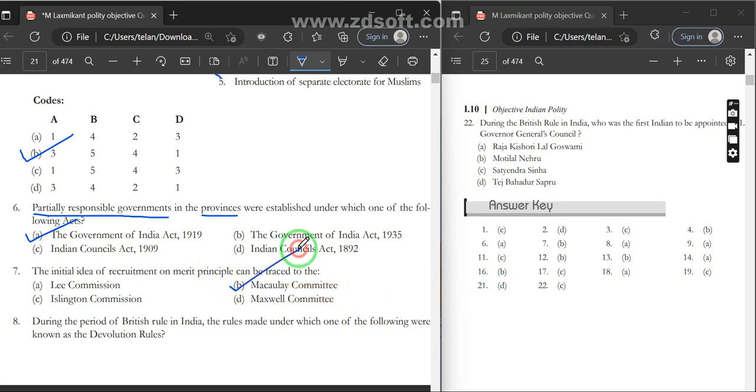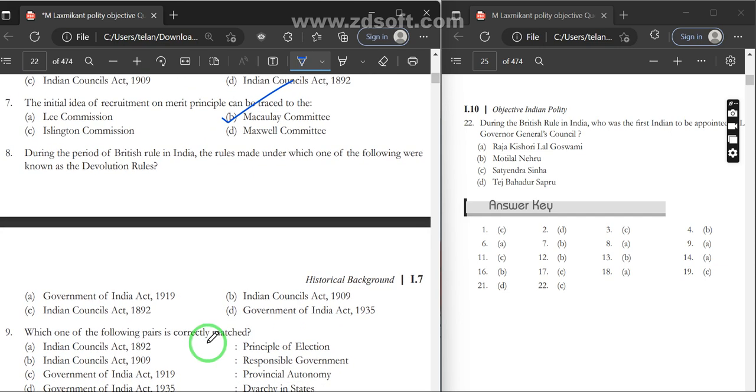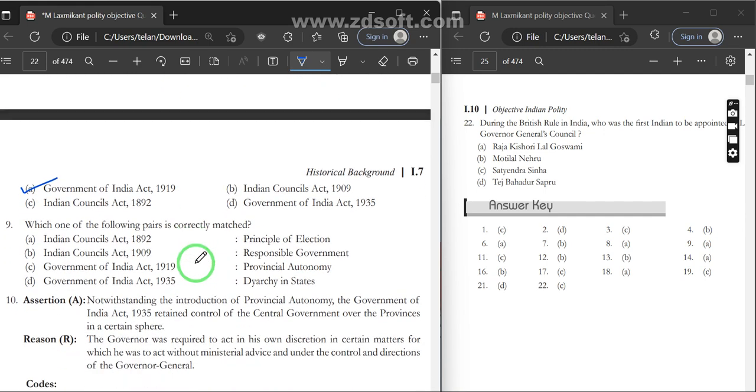Macaulay Committee. Okay. During the period of British rule in India, the rules under which one of the following were known as devolution rules. Under Government of India Act 1919, rules made under 1919 are called devolution rules because the powers are devolved to the lower forms, from center to provinces.